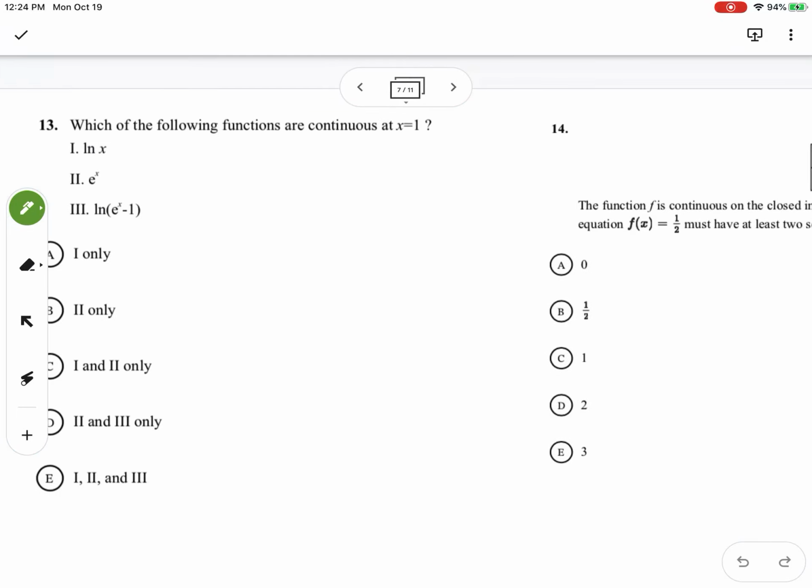All right, number 13. Which of the following functions are continuous at x equals 1? I guess an easy, quick way to do it is we can just plug in each of these. So if I say ln of 1, that would be 0. E to the 1, that would be e. Then ln of e minus 1 would be some kind of value here.